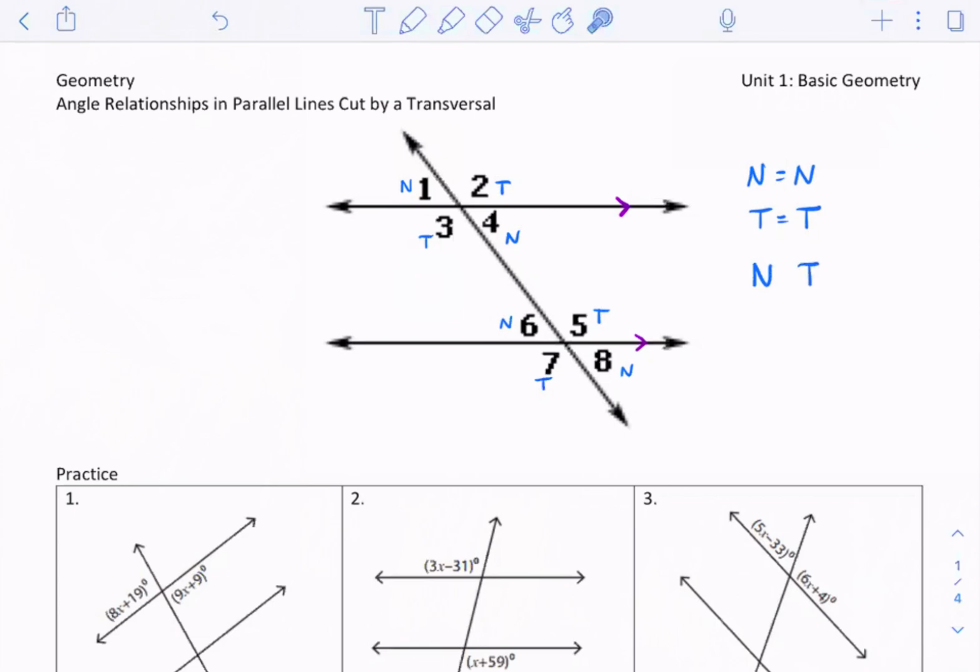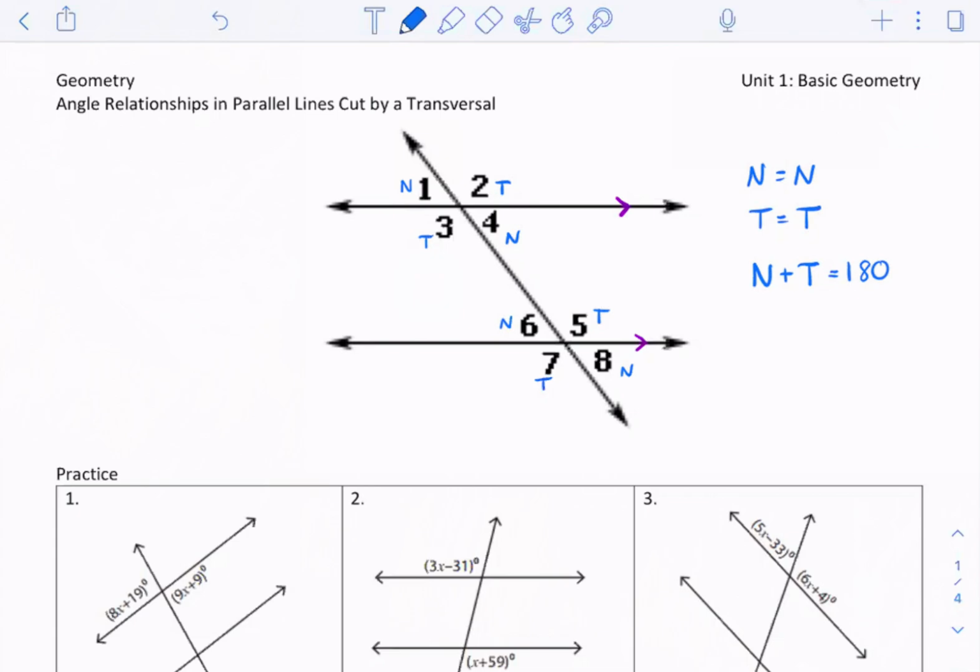And then if I pick one N and one T, they're not equal to each other. But let's take a look here. Here's an N and here's a T. So angle 1 and 2, what do they do together? You should be saying to yourself, hey, they make a straight line, so they must add up to equal 180. They are supplementary. So really, that's all you have to know about these.